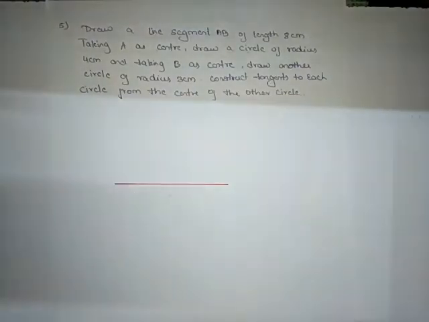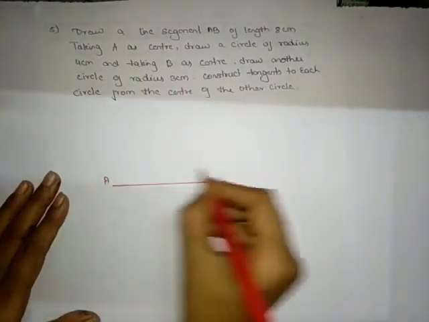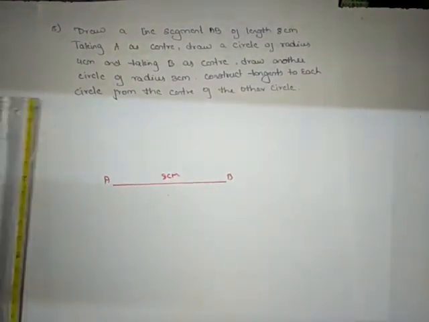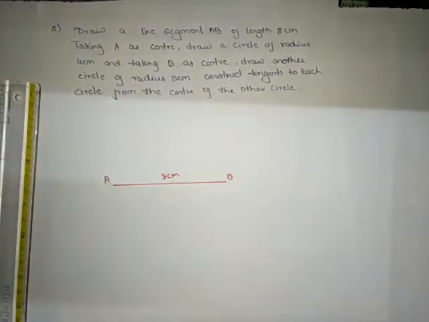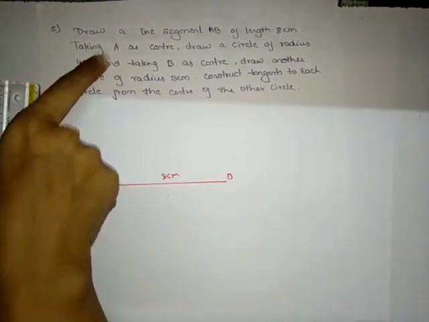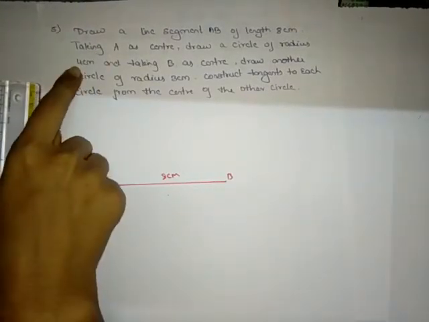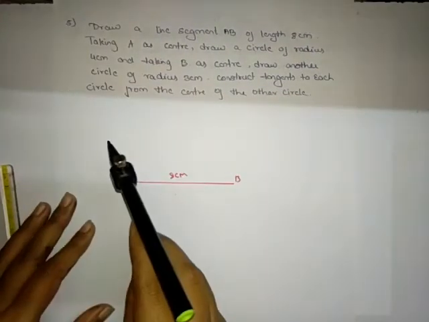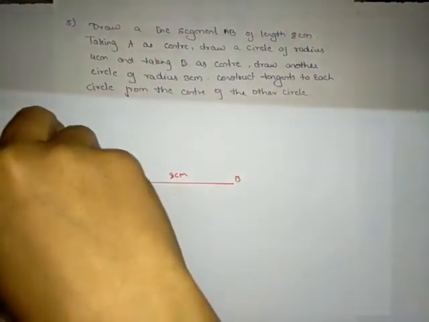This is a line segment AB of 8 cm. Next, we will draw a circle from the point A of radius 4 cm here. We will draw a circle of 4 cm.